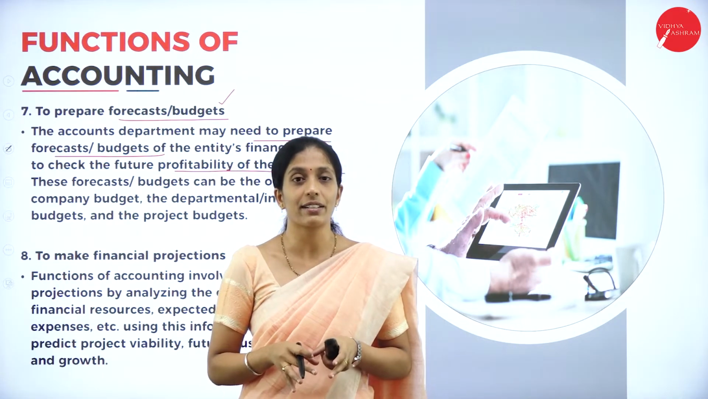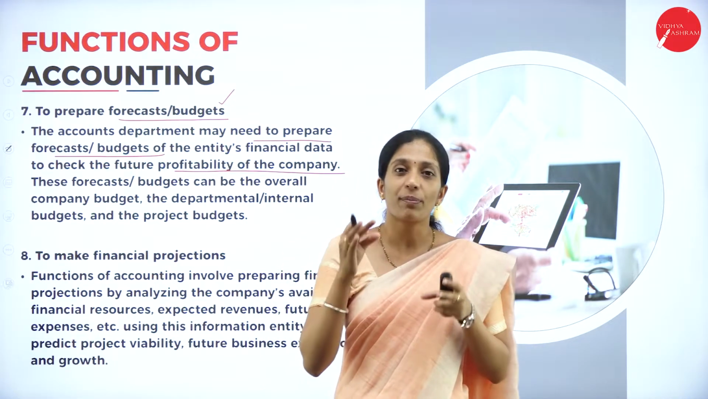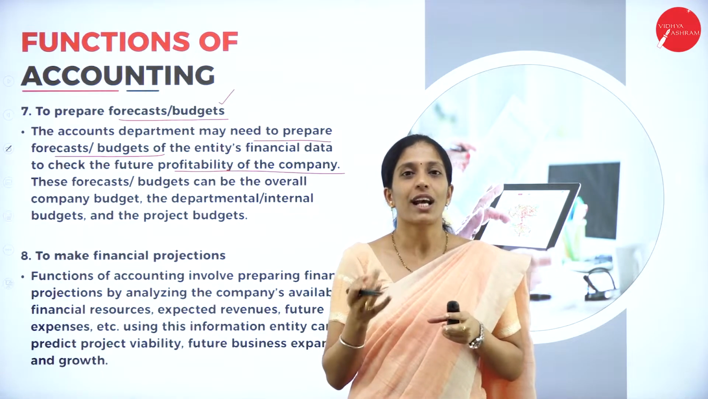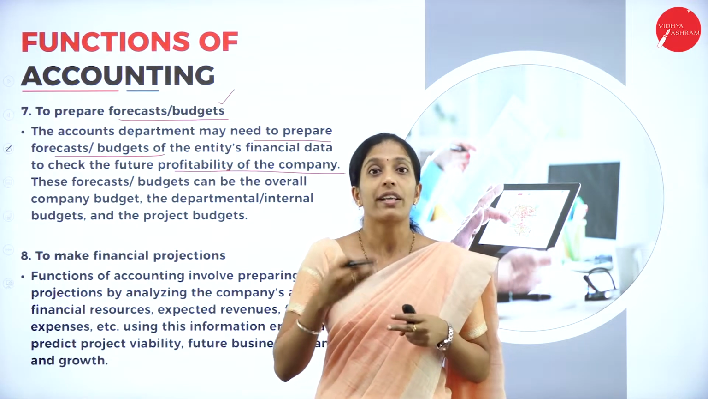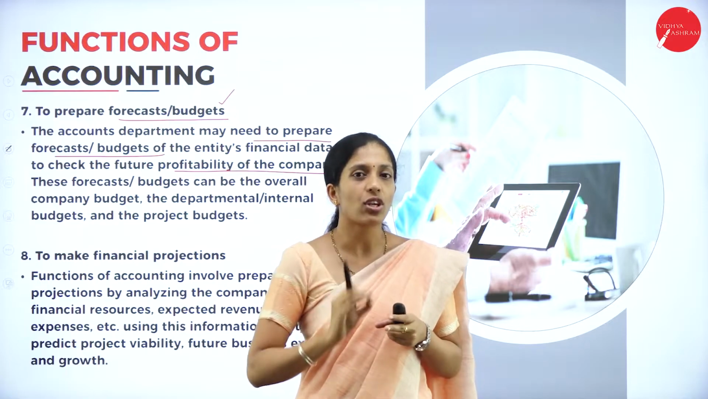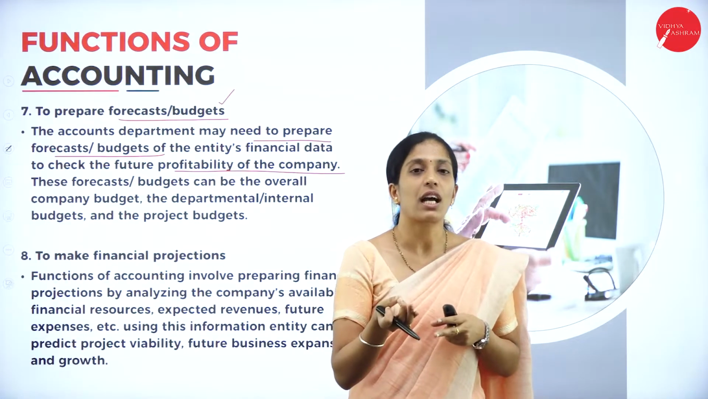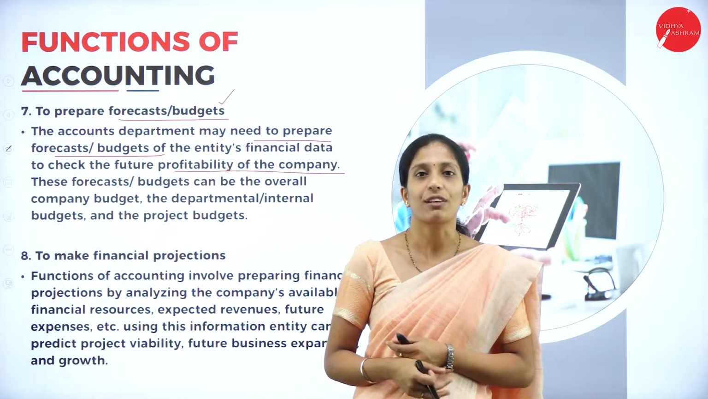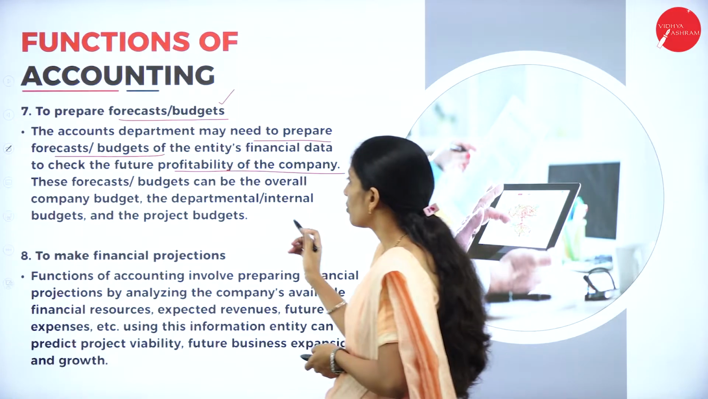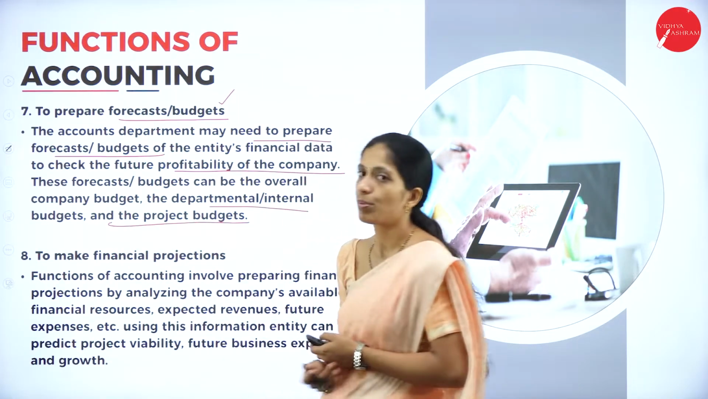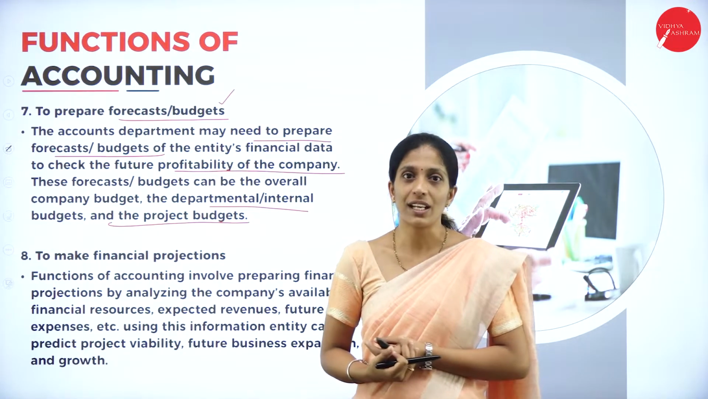That is, by seeing the current year's position, we'll come to know what would be the production, what would be the future profit. Because a proper account is being maintained, they'll come to know on which transaction we can gain more, what has to be minimized, what has to be increased. Like that, each and every transaction, detailed transactions will be there. So thereby they can forecast or they can create some budget for the future also. So the forecast or budgets can be overall company budget, the departmental or internal budget, and project budget. So depending upon the financial position of the business, budget can also be decided.